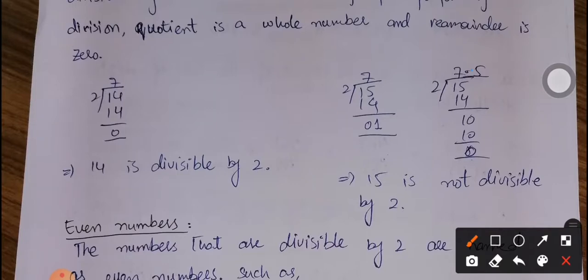So 2 fives are 10 and the remainder is 0, but the quotient is no more a whole number now. So the two conditions must be fulfilled at the same time: the quotient must be a whole number as well as the remainder must be 0. That's why in this case we will say that 15 is not divisible by 2. So this is how we can check the divisibility of any two numbers.